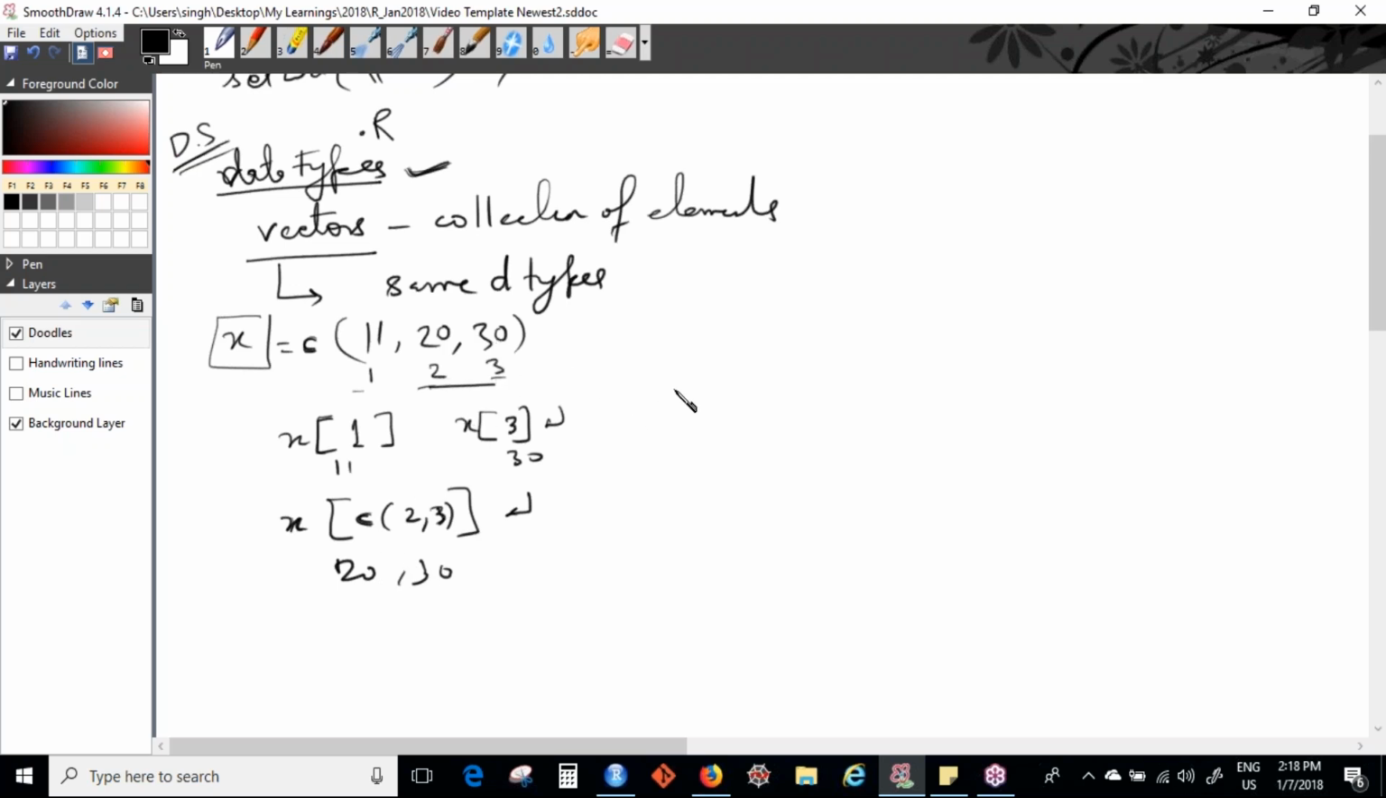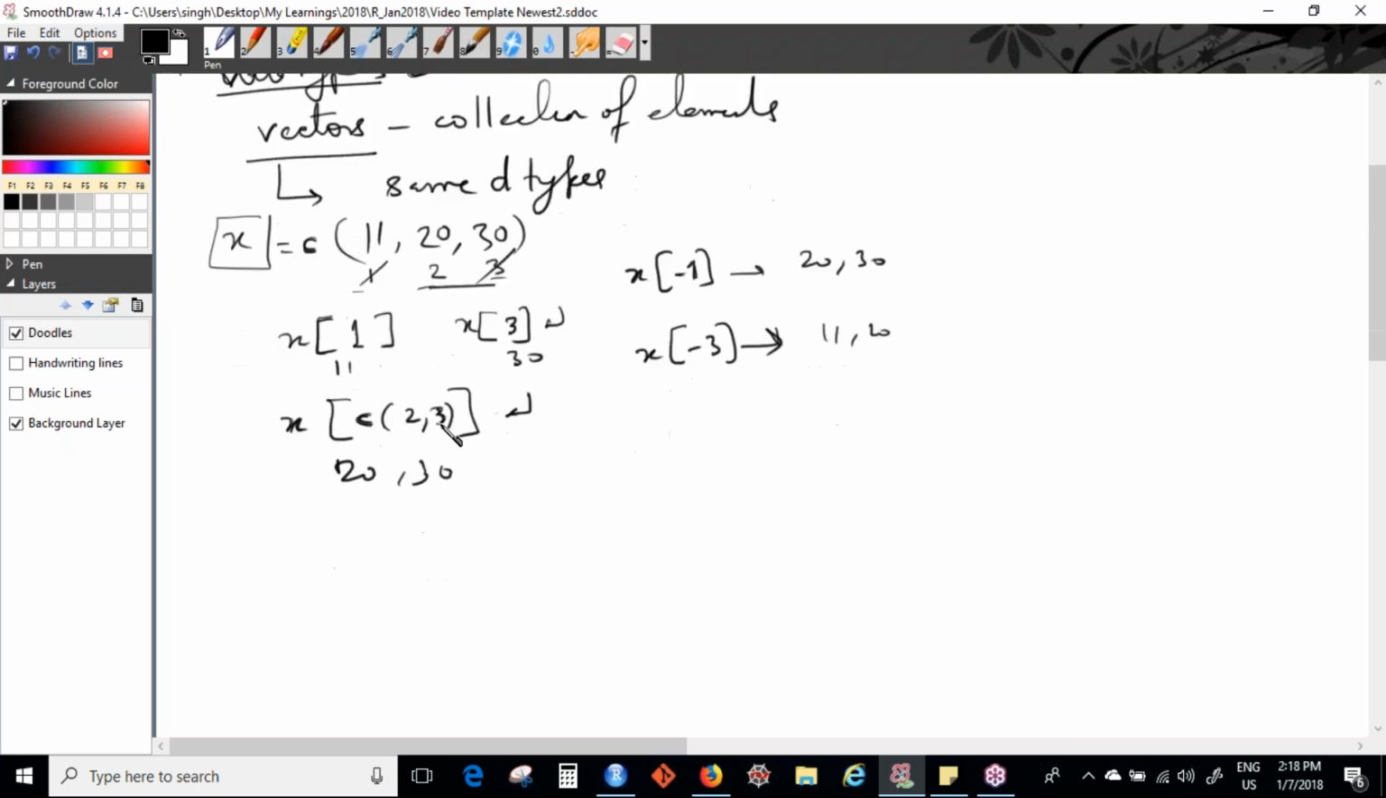You can also use x of minus 1 here. So what will this give you? Anybody remembers from yesterday? What will x of minus 1 give me? And what will x of minus 3 give me? So x of minus 1 will give me everything except the first element. Minus 1 means I'm omitting the first one basically. So this will give me 20 30. And x of minus 3 will give me similarly 11 20. So it will omit the third one and give me the rest. So that's how it works.